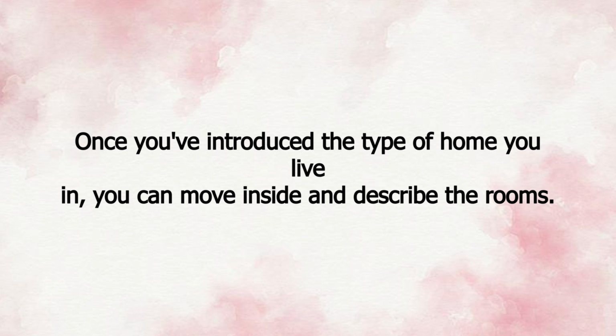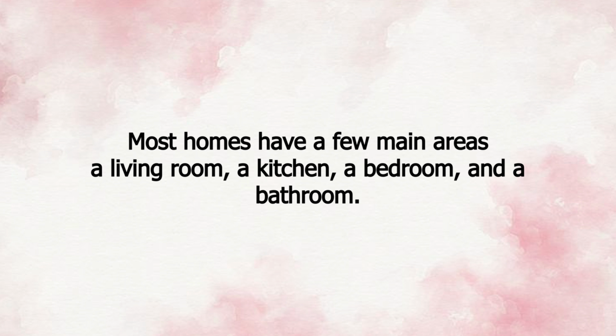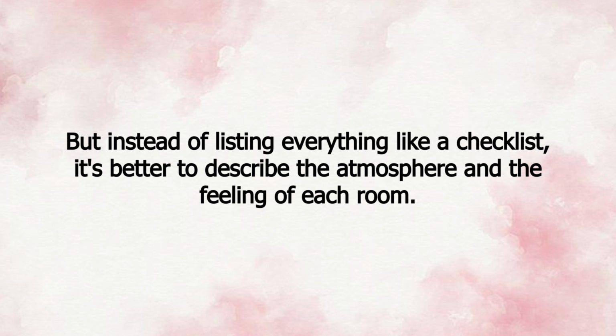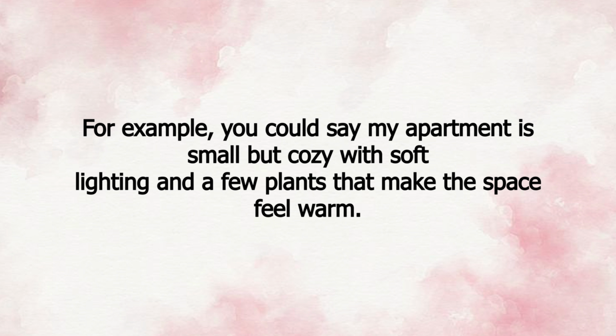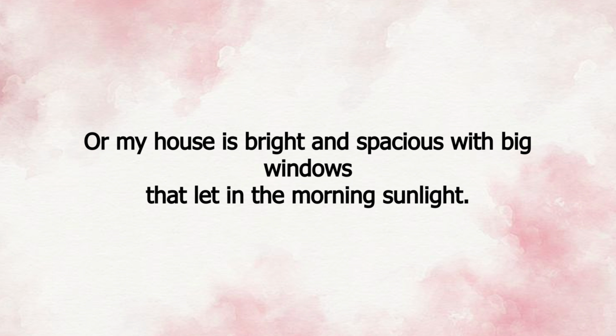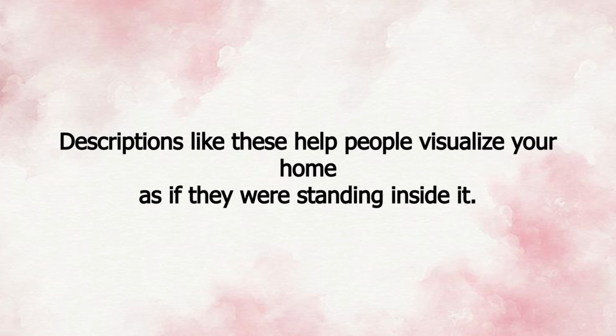Once you've introduced the type of home you live in, you can move inside and describe the rooms. Most homes have a few main areas: a living room, a kitchen, a bedroom, and a bathroom. But instead of listing everything like a checklist, it's better to describe the atmosphere and the feeling of each room. For example, you could say my apartment is small but cozy, with soft lighting and a few plants that make the space feel warm. Or my house is bright and spacious, with big windows that let in the morning sunlight. Descriptions like these help people visualize your home as if they were standing inside it.